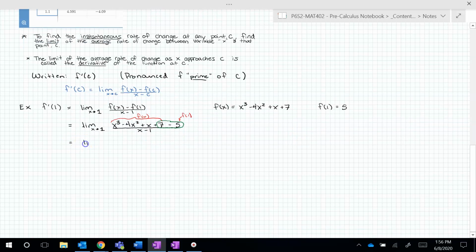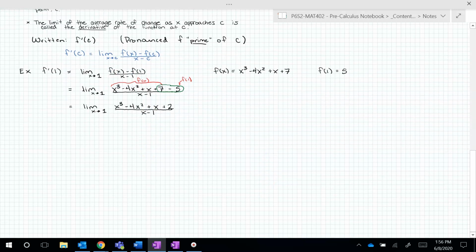But when I simplify this, I get the limit as x approaches 1 of x cubed minus 4x squared plus x plus 7 minus 5, which is just going to be plus 2, divided by x minus 1. And so I want to actually do this division, right? Divide this polynomial by that, and you can again do it polynomial long division style if you want. I'm going to do synthetic substitution of that 1 because it gives me the same result, right?